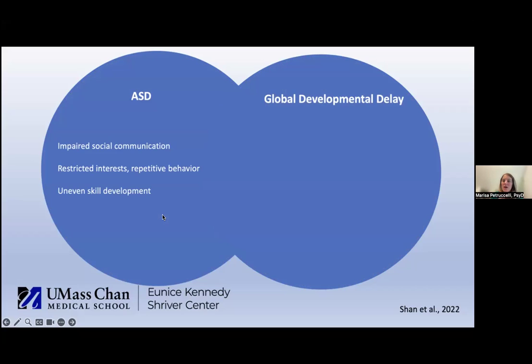There's also this, typically, not always the case, uneven skill developmental profile. So there are some behaviors, some skills that are well developed, others that are less developed. And that profile is not uncommon. With global delay, in contrast, you may see delays in social communication, but they're typically more consistent with overall delays in development. So you're not seeing a stark contrast between social communication and other behaviors.